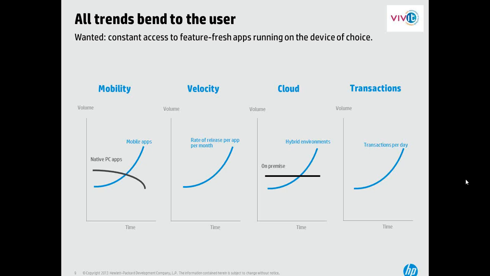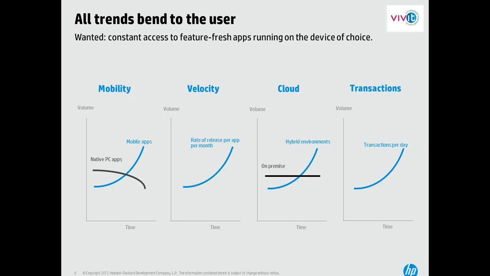The other dimension that we see today is that all trends bend to the user. The adoption of mobile by end users is making IT managers start to keep the end user in mind rather than the availability of the data center. They need to keep in mind the end user and the richness of the application for the end user.